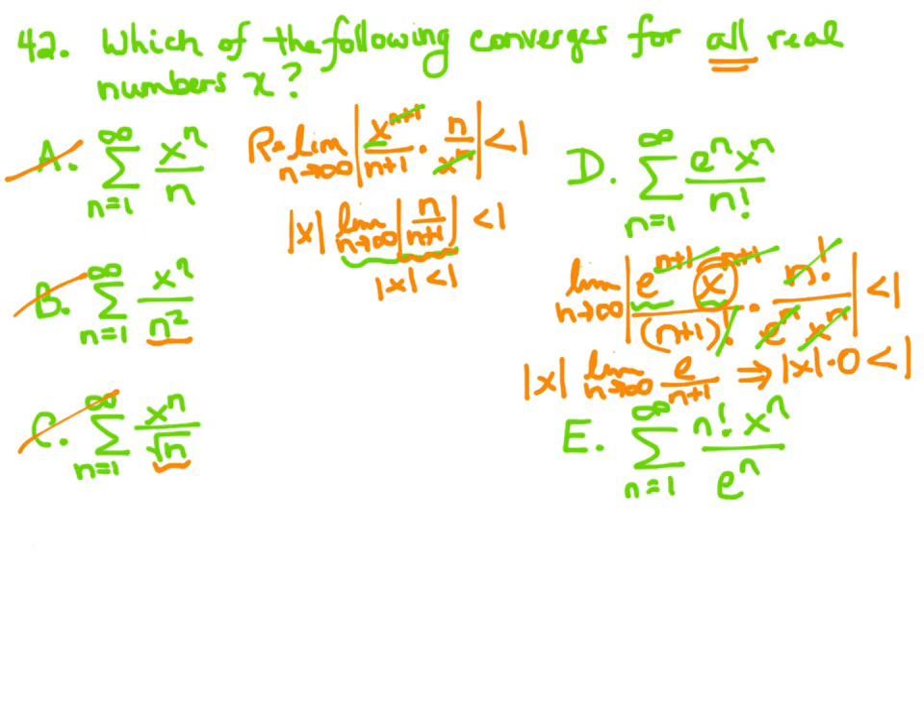0. And so that's going to make it always less than 1, which means this is the one that converges for all x. Answer choice D.